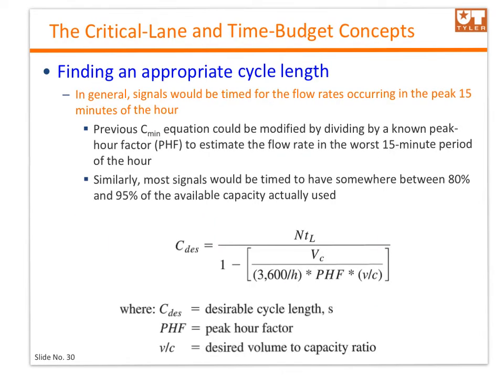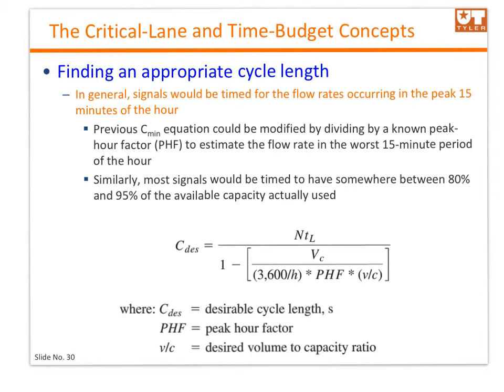While the previous equation might not be related to real life examples, this minimum cycle length might be a very theoretical equation. In general, signals would be timed for the flow rates occurring in the peak 15 minutes of the hour. Therefore, the previous C minimum equation could be modified by dividing by a known peak hour factor to estimate the flow rate in the worst 15 minute period of that hour.